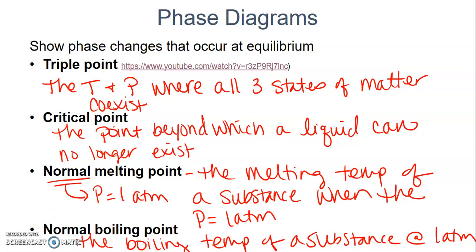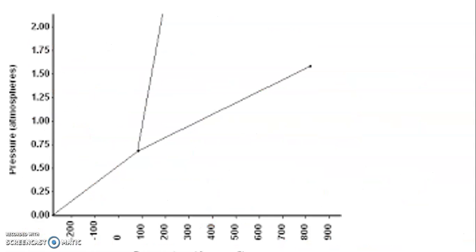And I'm going to show you where all 4 of these points would be on a phase diagram. This is a phase diagram, and you can see that the y-axis is the pressure. In this case, it's atmospheres. And the x-axis, I think the unit's cut off a little bit, but it's temperature in degrees Celsius. And so phase diagrams look at the relationship between pressure and temperature and how that affects the state of matter.